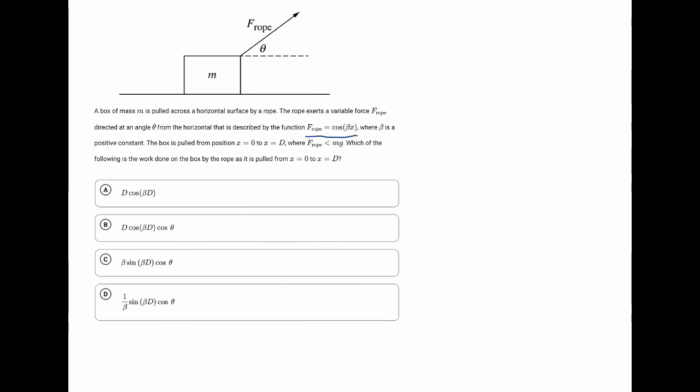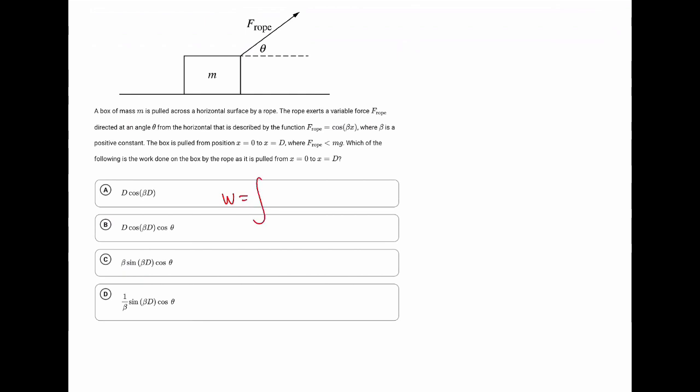It depends on the position x, and also we have an angle theta between the force and the way that the object moves, and we need to find the work done by the force as the object moves from position 0 to position d. Now, unfortunately, this question has a little bit of hard calculus, but we can go through. Now, finding the work shouldn't be difficult.